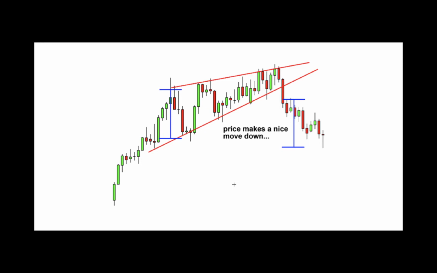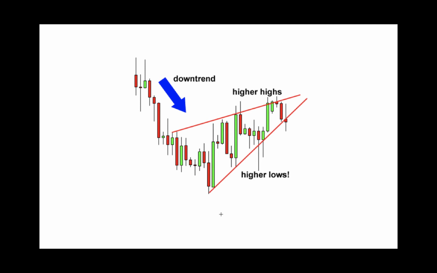So let's talk about another wedge. And this is going to be a continuation pattern. Remember, this wedge here is a reversal pattern. Now we're going to talk about a wedge that could be a continuation pattern. Okay, next is a flag pattern, what I like to call, or a falling wedge.